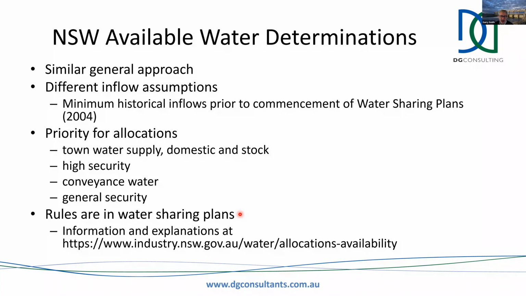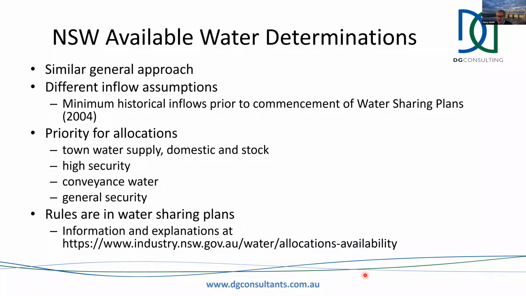So they're all set out there and there's plenty of explanations on how their allocation process works at the Department of Planning and Environment website, which is industry.nsw.gov.au. Just follow the prompts through the water section into the allocations and availability tabs, and you'll find lots of stuff there.